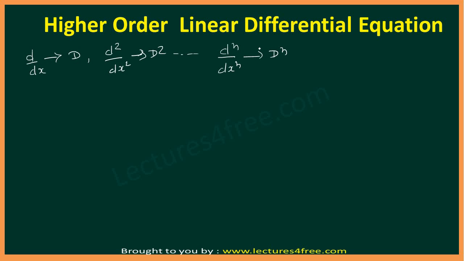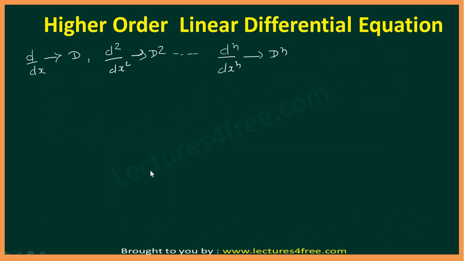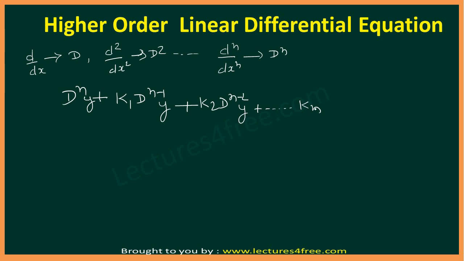So we can represent this standard form in terms of capital D. We can write it as D to the power n plus k1 D to the power n minus 1 plus k2 D to the power n minus 2 plus so on up to kn. Since d upon dx is D, here we write D^n y, k1 D^(n-1) y, k2 D^(n-2) y, and kn y, and that is equal to capital X.